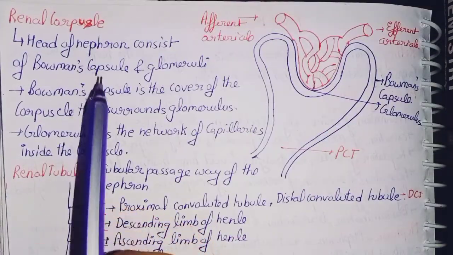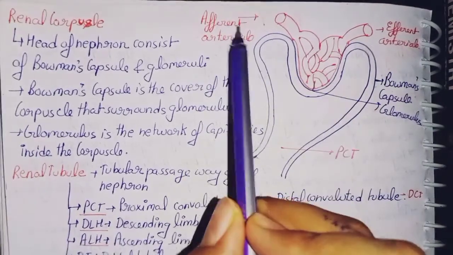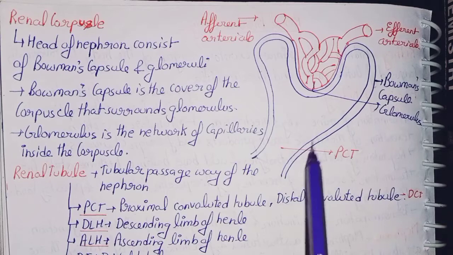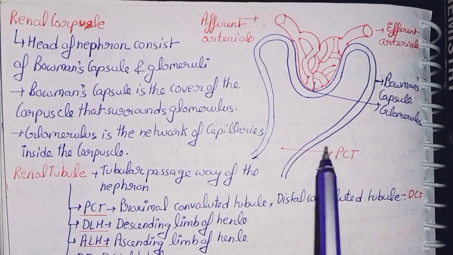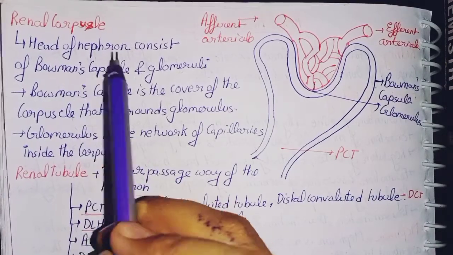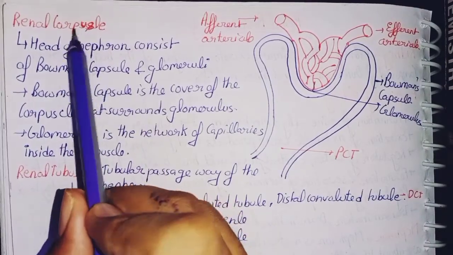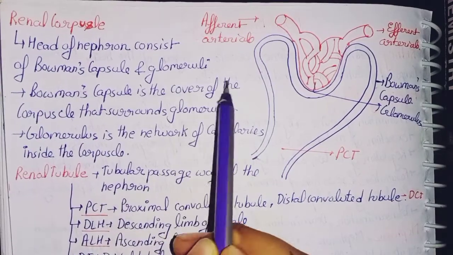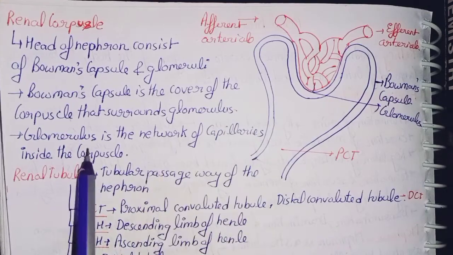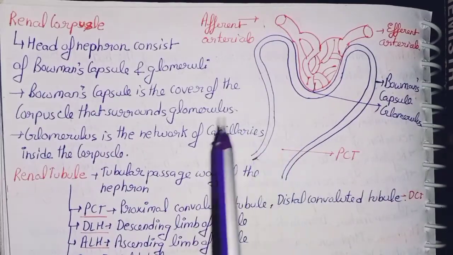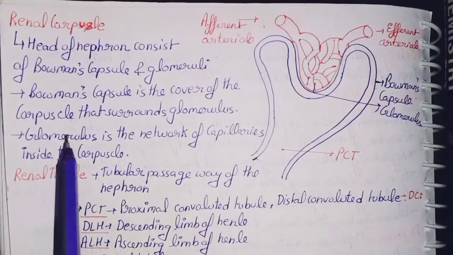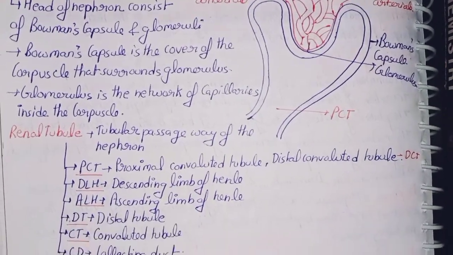Coming to renal corpuscles. As you are seeing the diagram, this is afferent arteriole, this is efferent arteriole, this is Bowman's capsule, this is glomerulus, and this is PCT. So what is renal corpuscle? Head of nephron consisting of Bowman's capsule and glomerulus is called renal corpuscle. Bowman's capsule is the cover of the corpuscle that surrounds the glomerulus. Glomerulus is the network of capillaries inside the corpuscle. So inside the corpuscle there is a network of capillaries made by afferent arteriole and efferent arteriole that is called glomerulus.